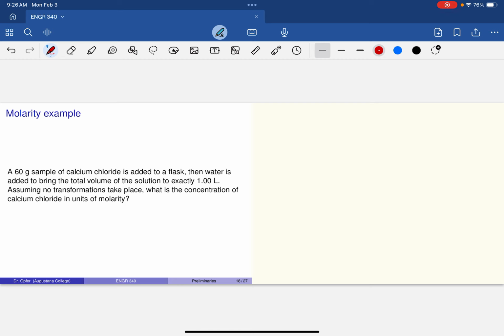Okay, so our first problem of the semester is going to be a unit conversion problem. We've got 60 grams of calcium chlorine being added to a flask. Then water is added to bring the total volume of the solution to exactly 1 liter. Assuming no transformations take place, what is the concentration of calcium chloride in units of molarity? Okay, so let's start this problem with something we do know. We can really easily find the mass concentration of calcium chloride because we know that we have 60 grams of the sample in 1 liter of water.